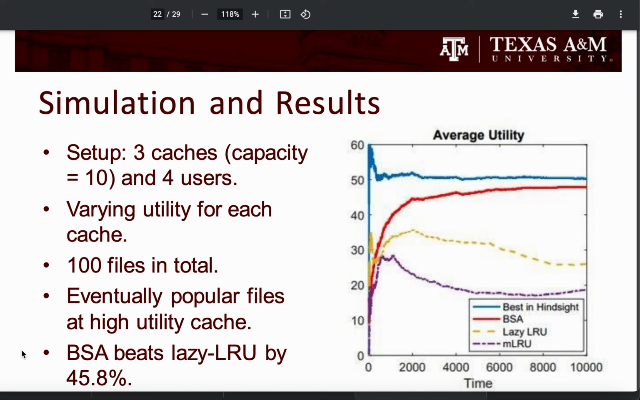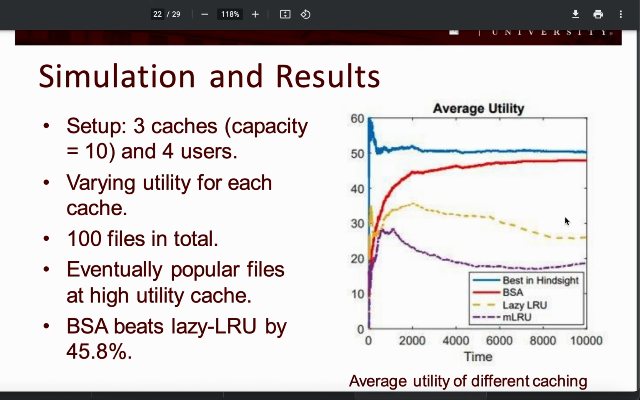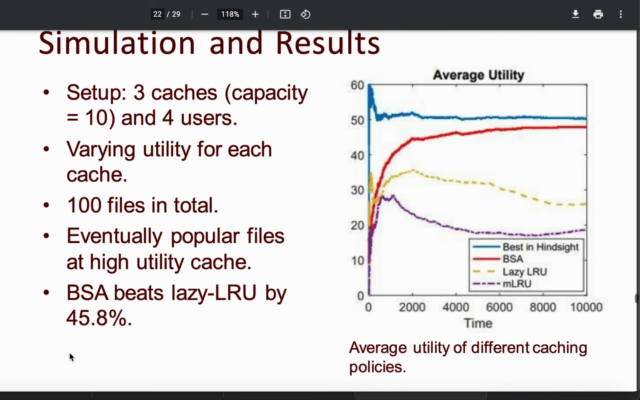And the OGA algorithm beats the second best algorithm, lazy LRU, by a big margin of 45.8%, and the metric used here is the average utility of different caching policies. So what that means is that the utility can be thought of as rewards obtained over time, and average utility is basically the total rewards over the total time.